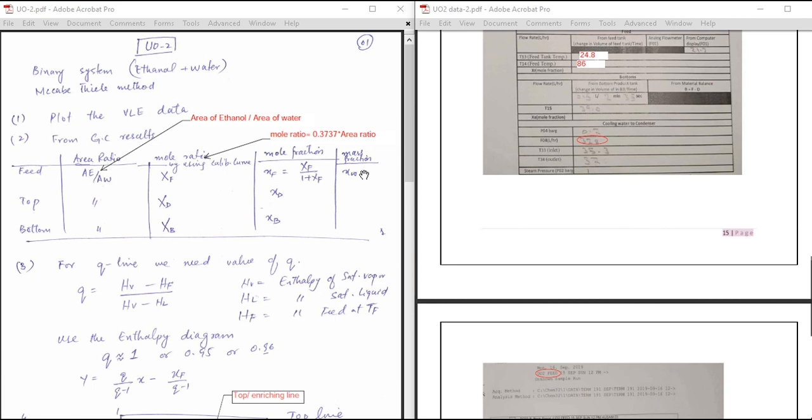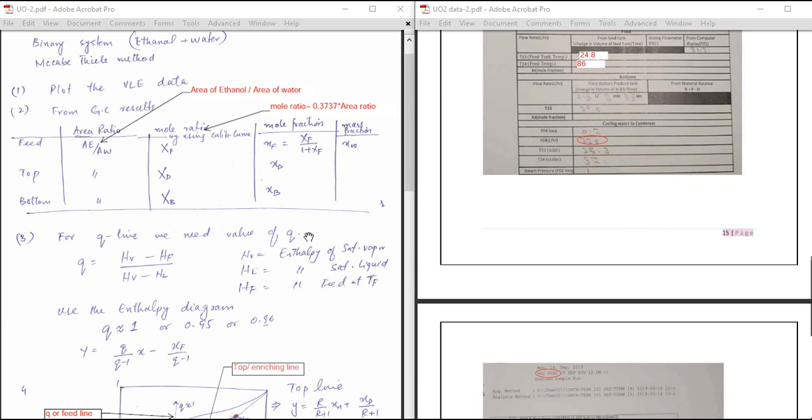Once you complete this table, the next part is to find the value of q. In this experiment, we feed the mixture as saturated liquid, but still you can confirm it. The value of q is given by this equation, which is HV minus HF divided by HV minus HL. HV is the enthalpy of saturated vapor, HL is the enthalpy of saturated liquid, and HF is the enthalpy of the feed at the feed temperature, for example 86.